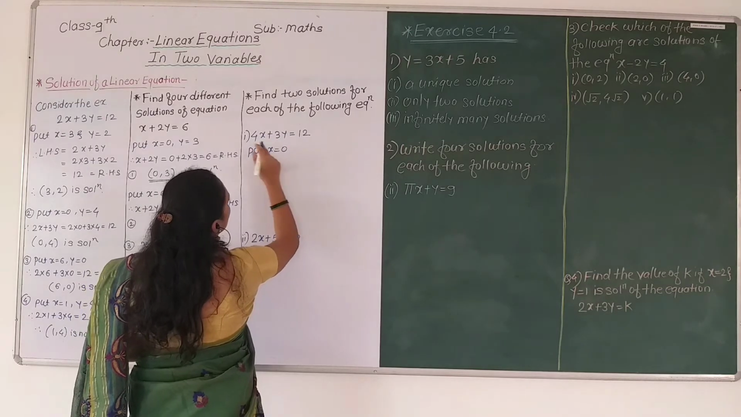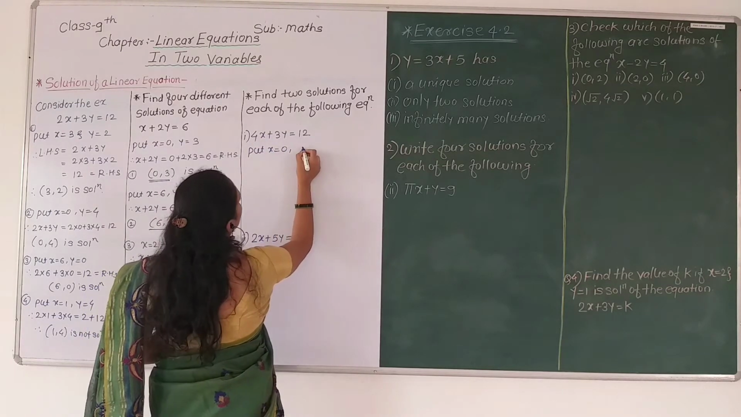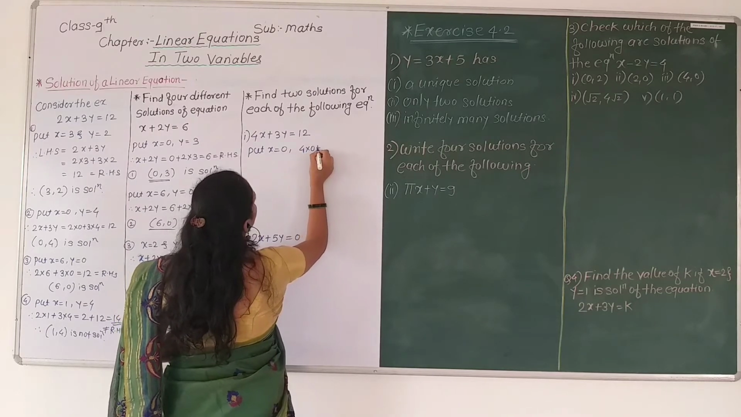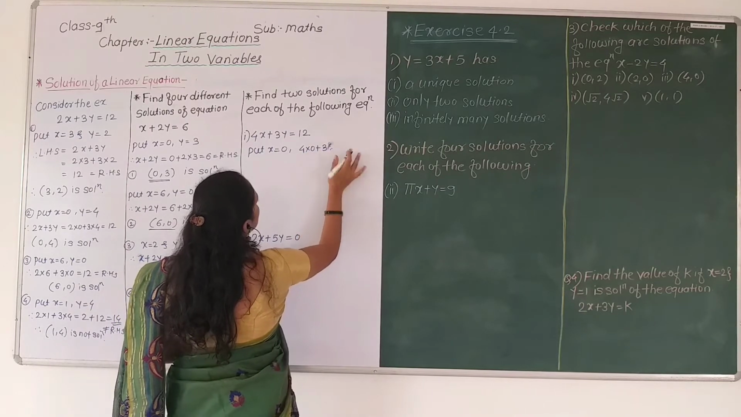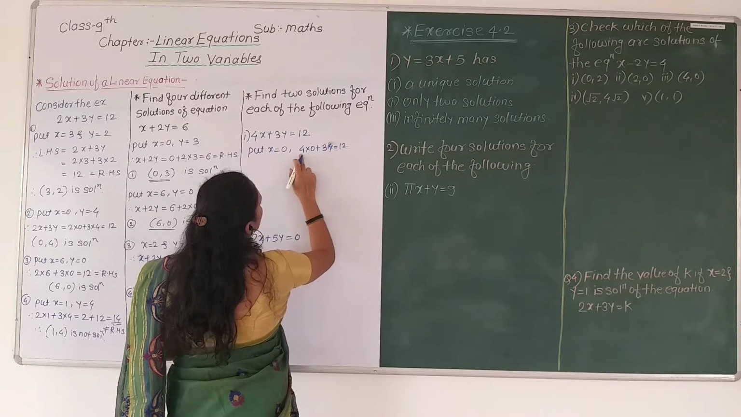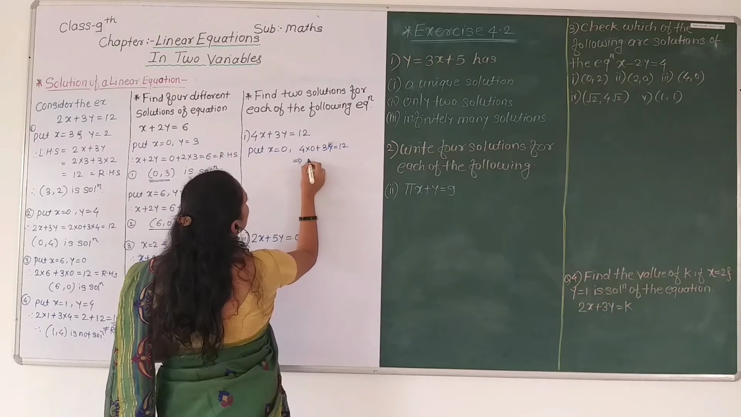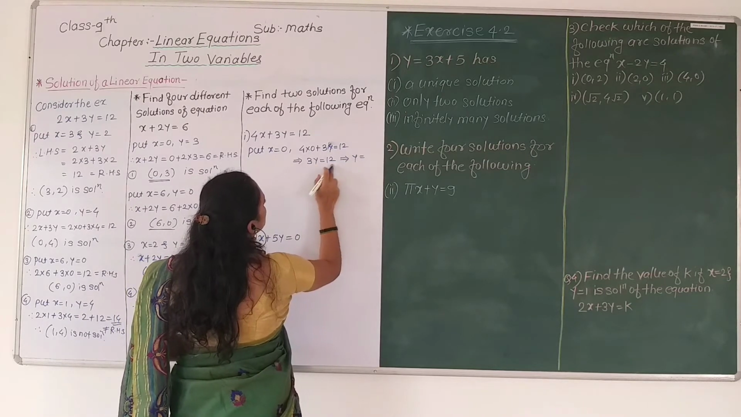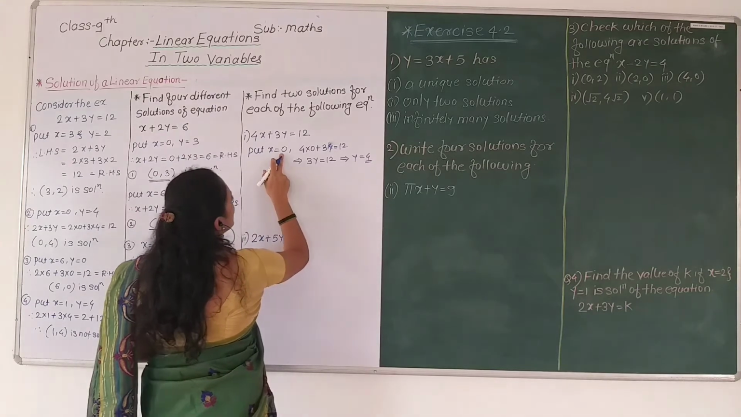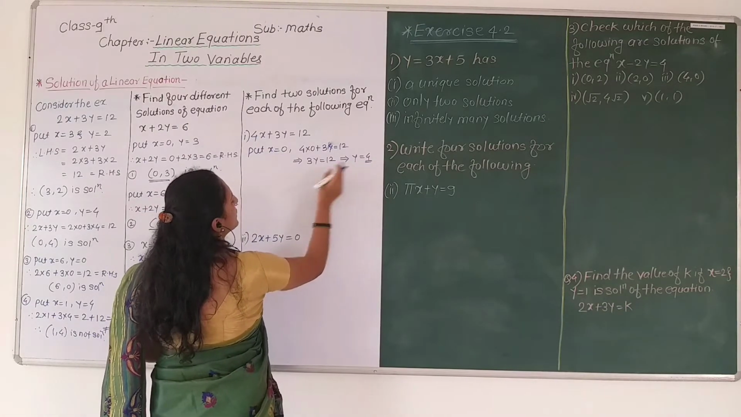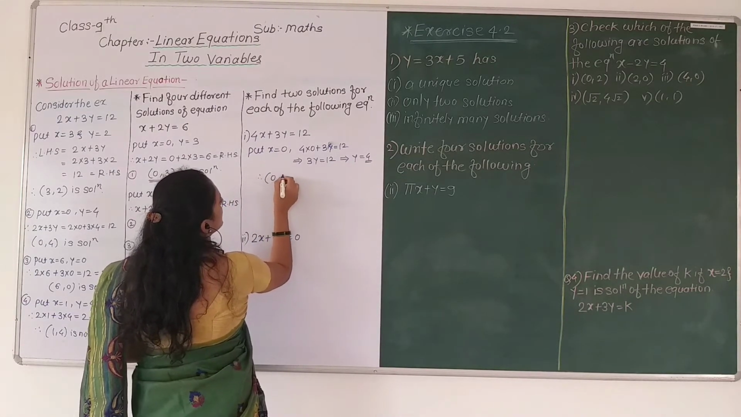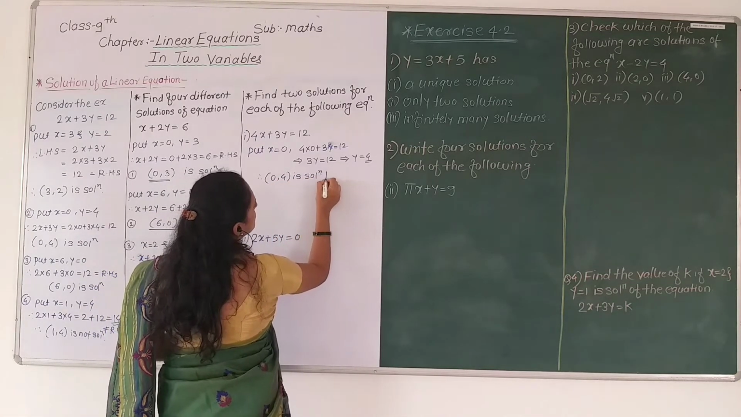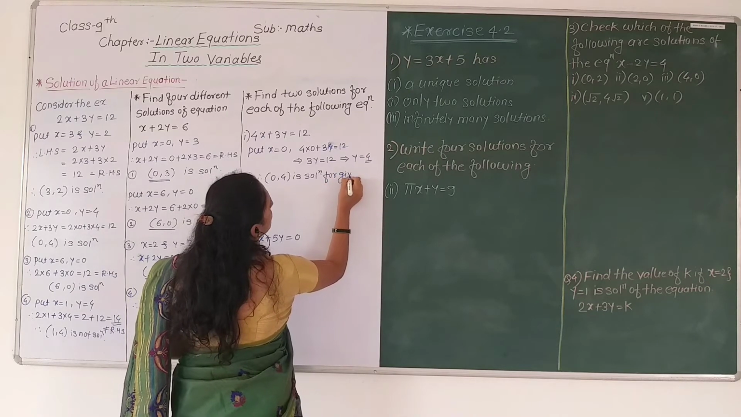After putting x is equal to 0, I get 4 into 0 plus 3 into y, that is 3y is equal to 12. So 4 into 0 is 0, which implies 3y is equal to 12. That is, the value of y is equal to 4. Right? That means x is equal to 0 and y is equal to 4. So (0, 4) is a solution for the given equation.